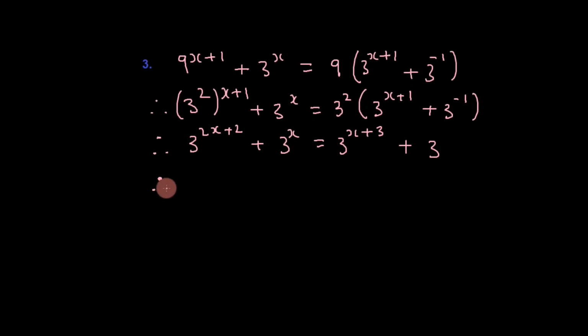Now we can bring everything to one side. I'm also going to split up this term. So 3 to the 2x plus 2 can be written as 3 to the 2x times 3 squared. And 3 squared, of course, is 9. So we're going to rewrite this term here as 9 times 3 to the 2x. Then plus 3 to the x, and bringing everything to the left-hand side.